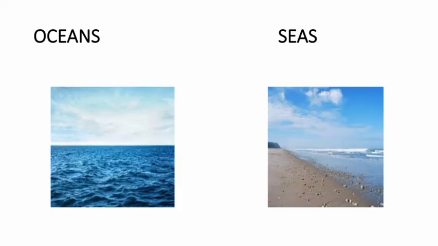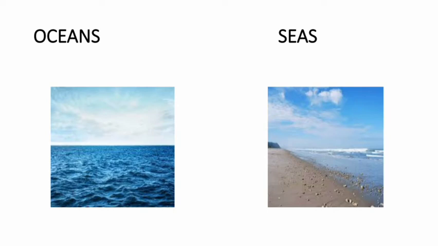First picture, ocean. An ocean is a body of water that composes much of a planet's hydrosphere. There are 5 oceans in the world: Arctic Ocean, Southern Ocean, Indian Ocean, Atlantic Ocean and Pacific Ocean.